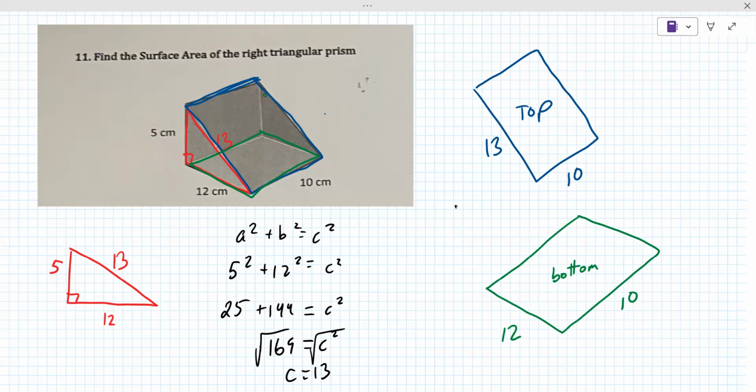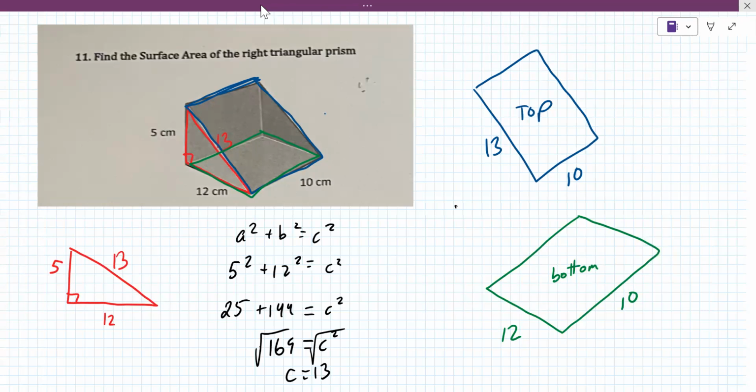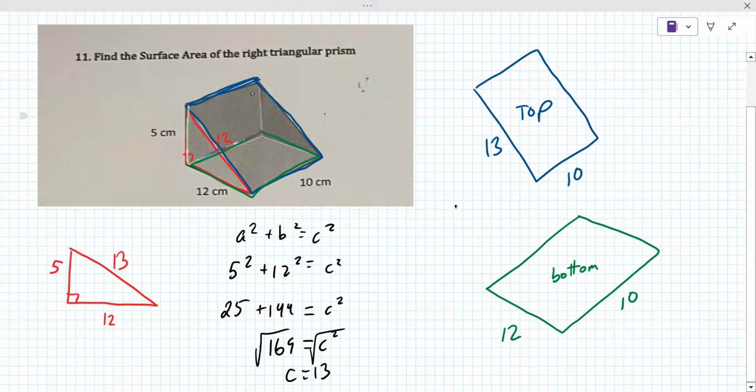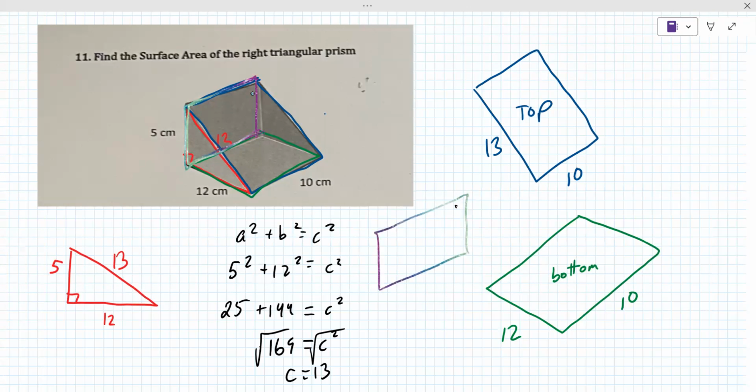Any questions on that? Nope. So the last one we need to do is this backside. See, there's kind of this backside here. You see that? And it has dimensions 10 and 5. Call that the back.